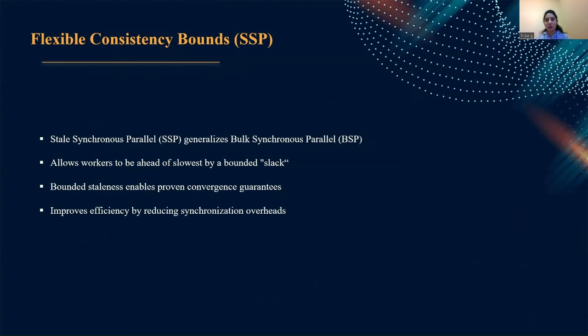It permits workers to progress ahead of the slowest worker by a predefined slack period. This bounded staleness ensures that despite the asynchronous nature of the computation, convergence guarantees remain intact. By reducing the frequency of synchronization points, SSP diminishes the synchronization overhead and thereby improving the overall efficiency in distributed computing environments.